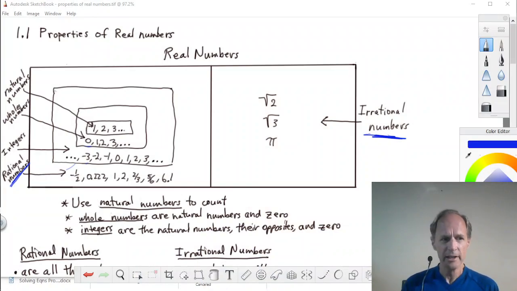So this diagram shows the categories of real numbers, and the two main categories, or the division here, is between the rational numbers on the left and the irrational numbers on the right. And within the rational numbers there are a lot of subcategories.